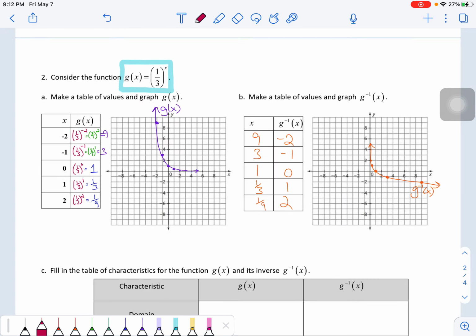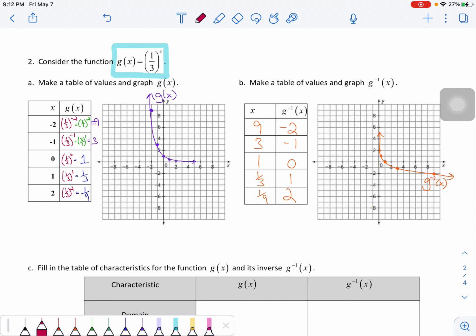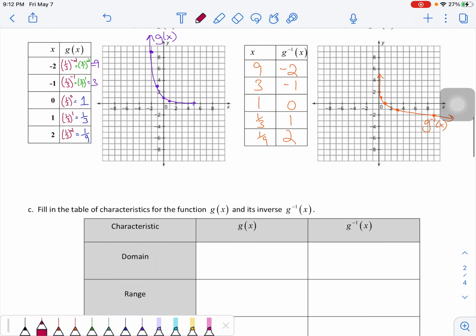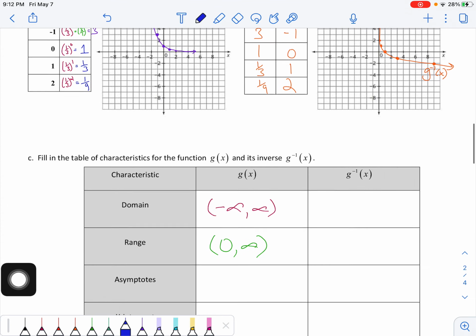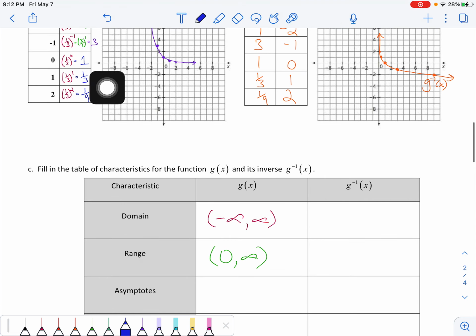So let's start filling in some characteristics. Now, a lot of these characteristics are going to be just the same as the first problem. So domain for the exponential, everything is possible, right? -∞ to infinity. The range for the exponential is going to be from 0 to infinity, but you can't actually include the 0, so we got to use the parentheses. Okay. I'm going to keep going down just the characteristics of the g of x function. So asymptote, your curve approaches the x-axis but doesn't touch it. The x-axis is better known as y equals 0.